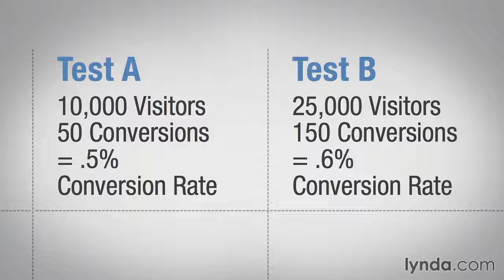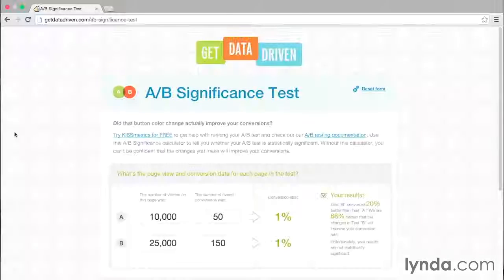But we can use a statistical significance calculator to determine the truth behind this data. So here's a look at the output. We're only 88% confident that test B performs better than test A. So we would need to let the test run longer until we had enough data to determine it was really the winner. You're looking for a confidence value in the neighborhood of 95%.